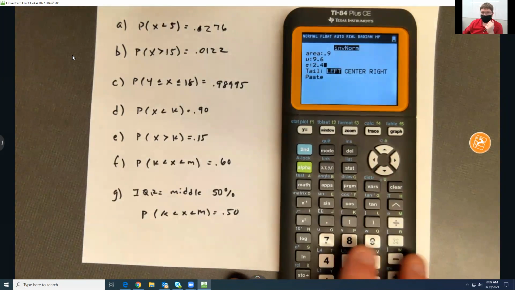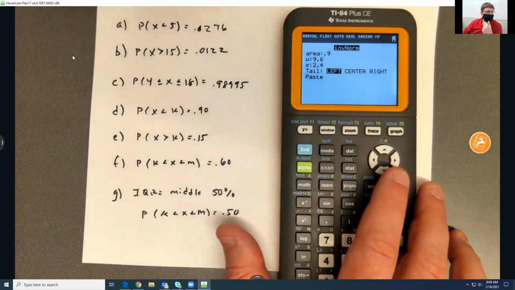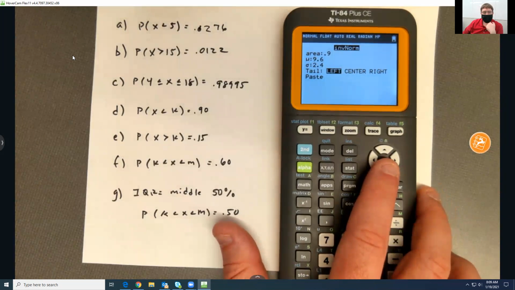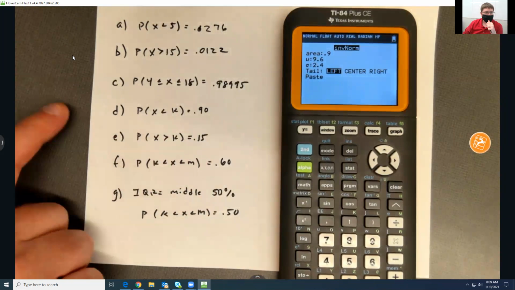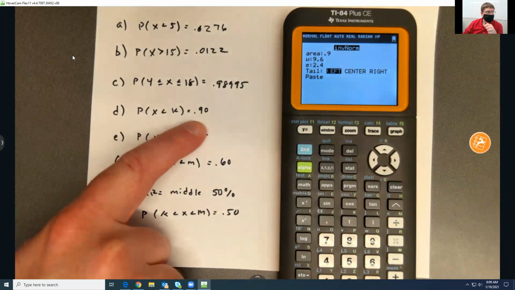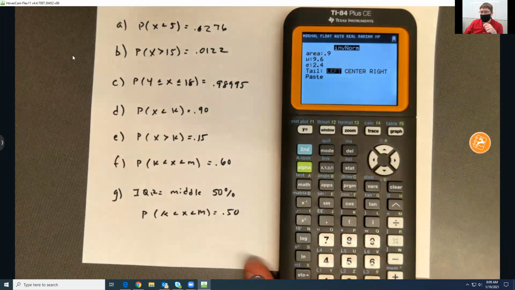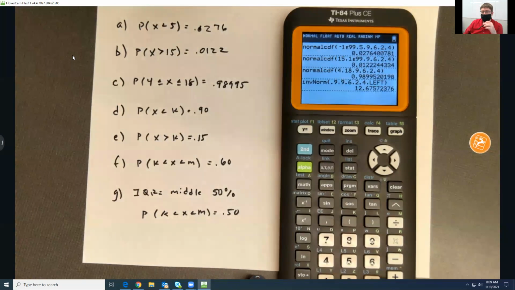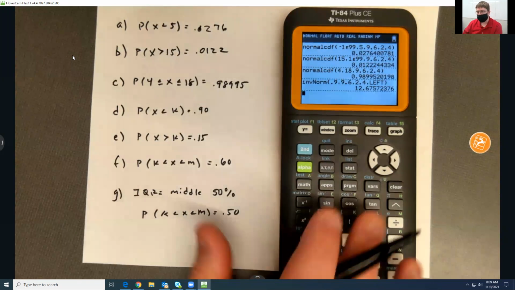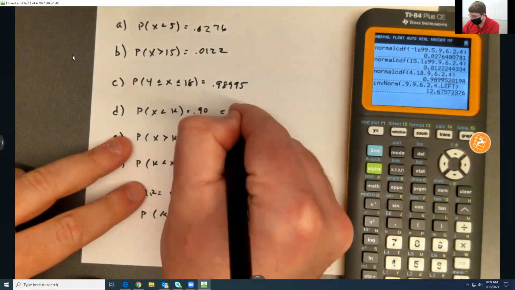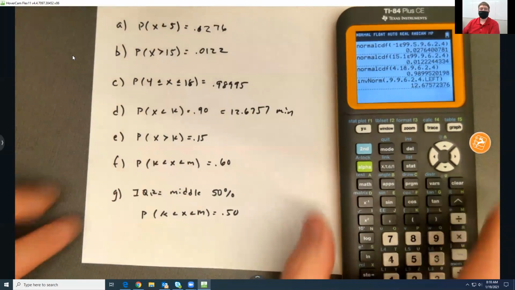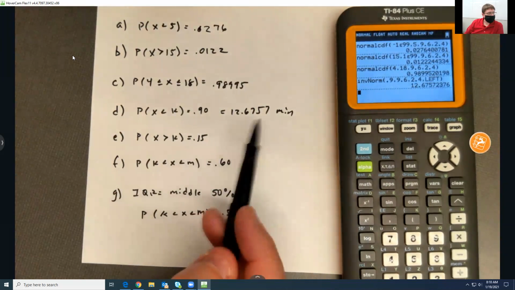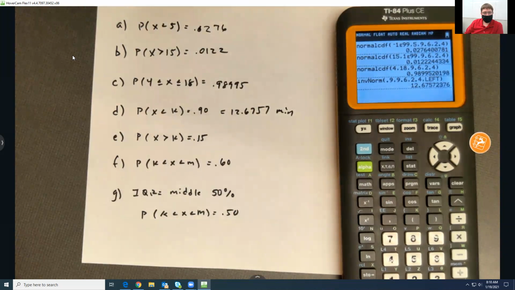Again, if you have both, use them. If you don't have one or the other or neither, then don't do this. We want to go to the left because the question for letter D said represents the 90th percentile. So percentiles are measured from the left. So all the way over here would be 0 and across the graph as you go. So we're going to keep it to the left on this one and then paste it, and there we go. So 12.6757. And that's minutes now that we're talking about an actual X value. So at this phone call time, you'd be at the 90th percentile.